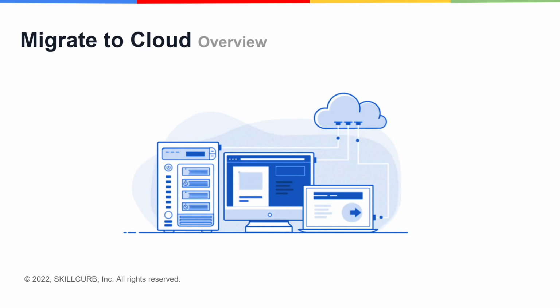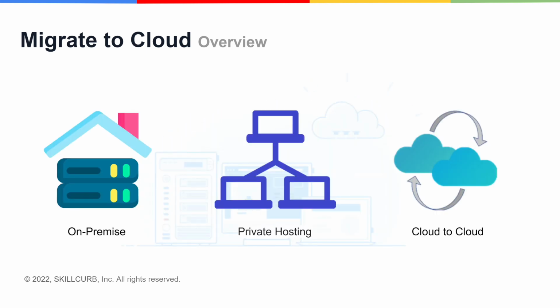Data migration is the process of moving data from one location to another, one format to another, or one application to another. Generally, this is the result of introducing a new system or location for the data. Whether you're using an on-premises environment, a private hosting environment, or another cloud environment, migrating to Google Cloud can save your time and resources and provide you a flexible and hybrid-friendly environment.